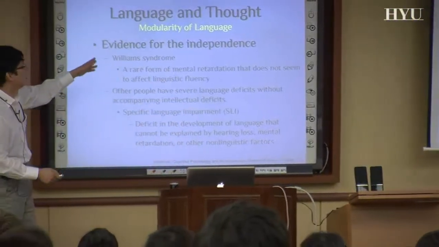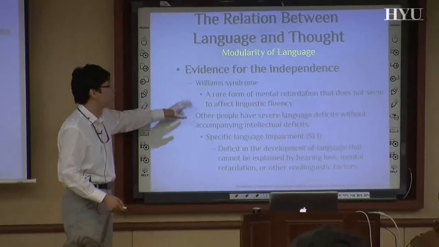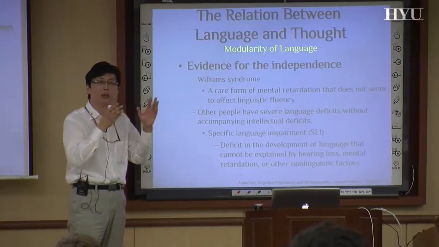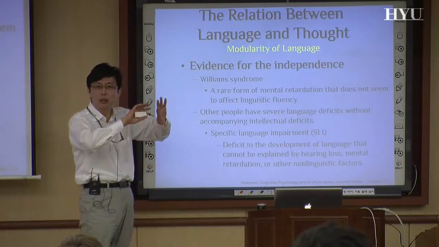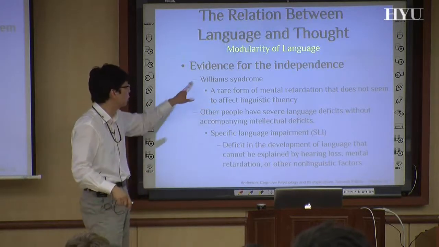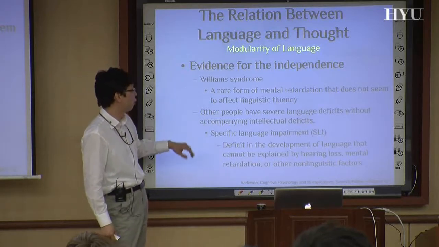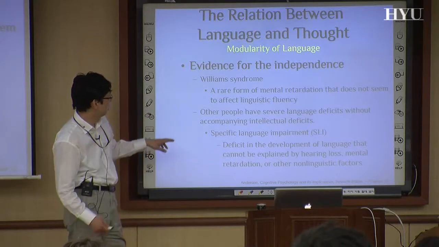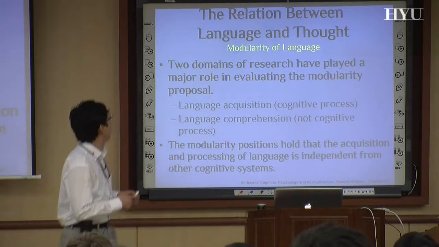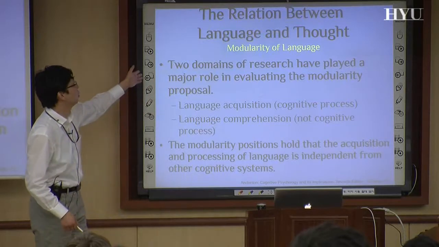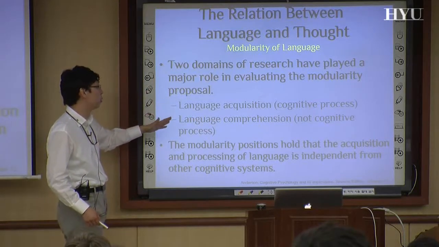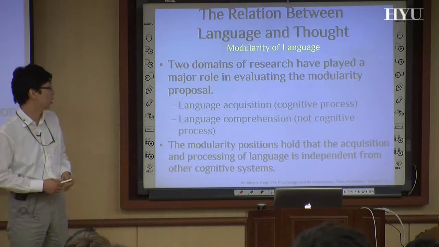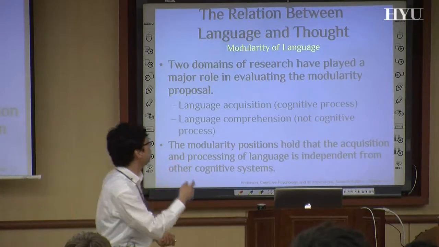Before we go into that, the modularity evidence is that there are many patients, some of whom don't have any mental problem, but they can have some speaking problem. So that means these two things are different things. That is Williams syndrome, a very rare form of mental retardation, but with a linguistic problem. Two domains of research have played a major role in evaluating the modularity proposal. First one is language acquisition, second is language comprehension. That's what Chomsky did.